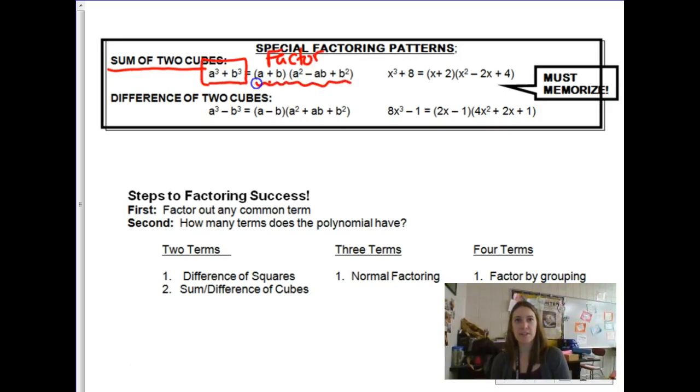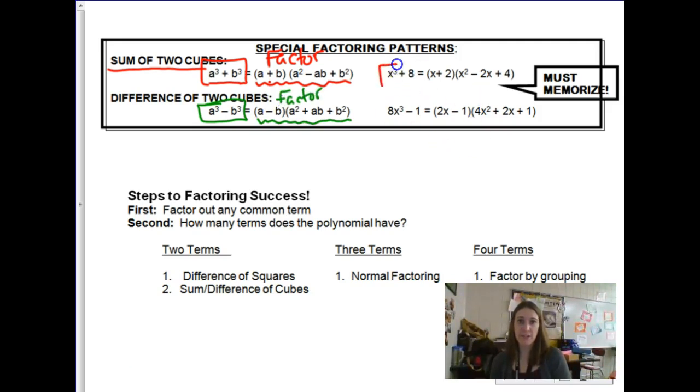So this is what your answer looks like, and this is what the original problem will start off as. And there's also a difference of two cubes. Again, the pattern starts off like this, and then you're going to factor it to look like this. So this is what your answer would look like. Off to the side here, they have some examples of this.